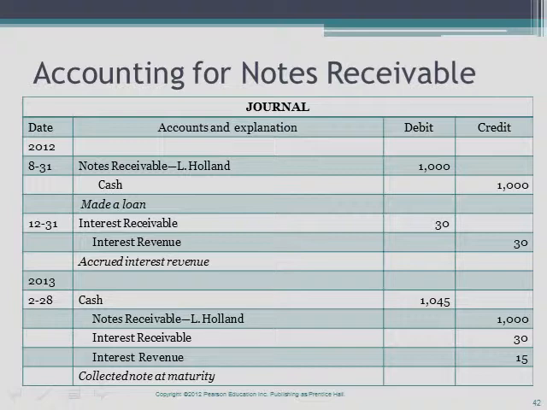The bank collects the note on February 28th and records the receipt of cash. 3 accounts are credited: notes receivable for the principal, interest receivable to zero at the amount recorded in the adjusting entry at the end of the prior year, and interest revenue to record the amount earned in 2013.